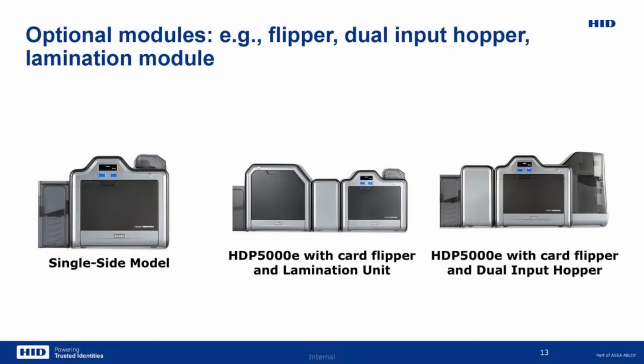And the right hand side one is where we have the input hopper with 200. We call it dual input hopper. Dual input hopper is 100 top and another 100 cards for the bottom. So you can see on the right hand side we have a taller one.